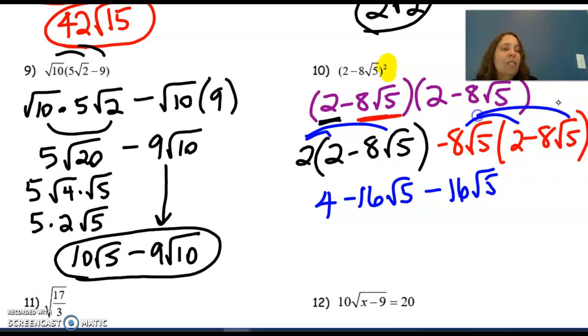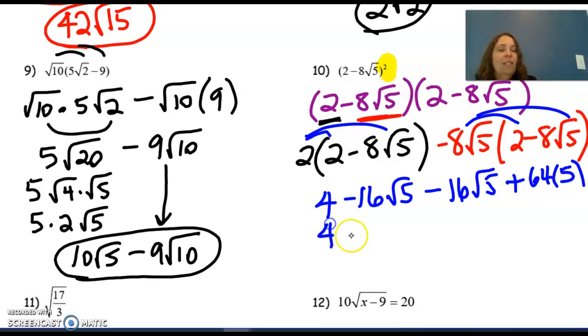And then last times last here, we have negative 8 root 5 times negative 8 root 5. So negative times negative is positive. 8 times 8 is 64. And I love this part. Radical 5 times radical 5 is a regular 5, because the radical is like you have a radical 5 squared, and so the squared cancels out the radical.